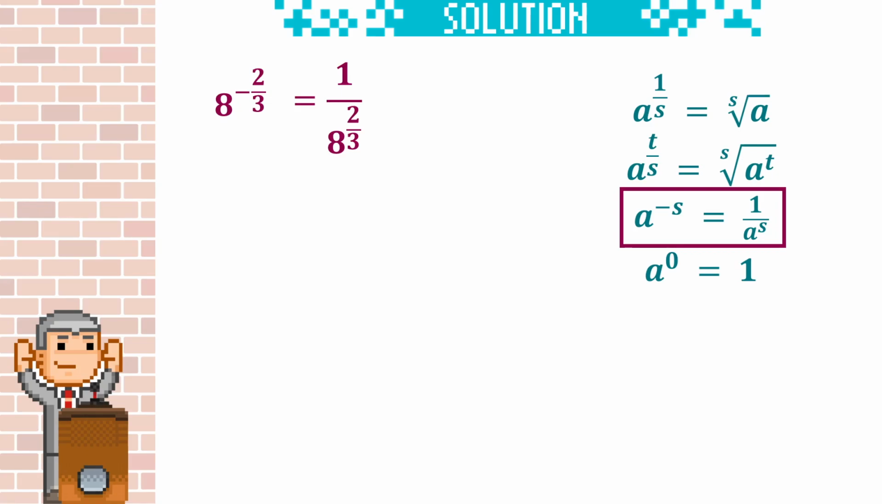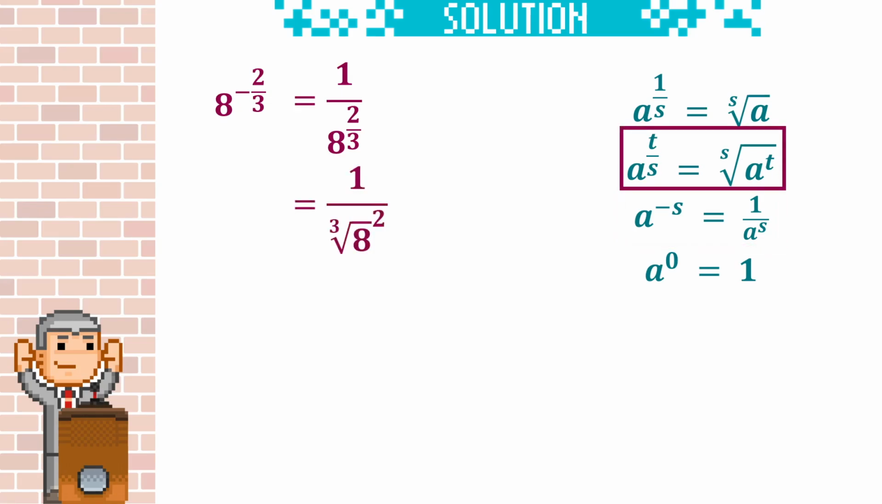Then the second law shows us that the denominator of the fractional index gives us a root, and the numerator creates a power. So we end up with 1 over the cube root of 8, all of that squared. The cube root of 8 is 2, and so it would be 1 over 2 squared, and 2 squared is 4, so it would be 1 over 4, or a quarter.